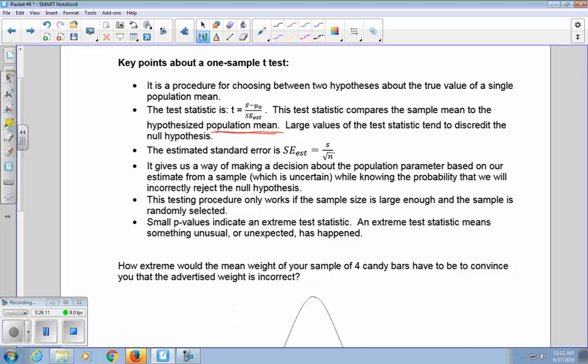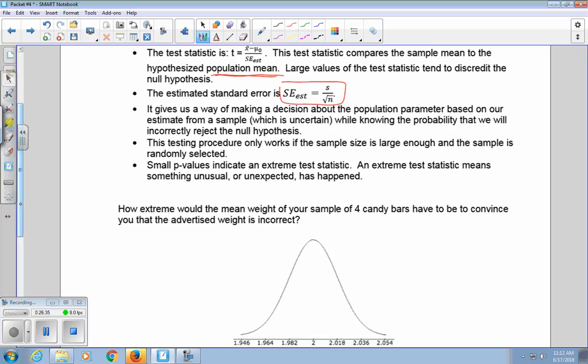The estimated standard error is given with this formula that we've been using. It gives us a way of making decisions about the population parameter based on our estimate from a sample, while knowing the probability that we will incorrectly reject the null hypothesis. This test procedure only works if the sample size is large enough and the sample is randomly selected. In other words, we also need to have the central limit theorem conditions met.